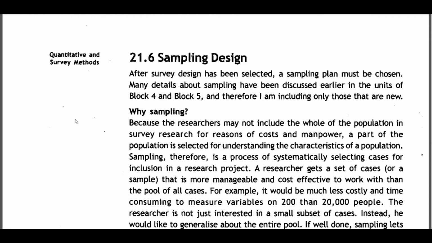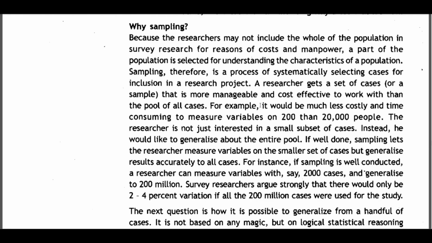21.6 Sampling design. After the survey design has been selected, a sampling plan must be chosen. Details about sampling have been discussed earlier in the units of blocks 4 and 5, and therefore I am including only those that are new. Why sampling? Researchers may not include the whole of the population in survey research for reasons of cost and manpower. A part of the population is selected for understanding the characteristics of a population. Sampling, therefore, is a process of systematically selecting cases for inclusion in a research project.